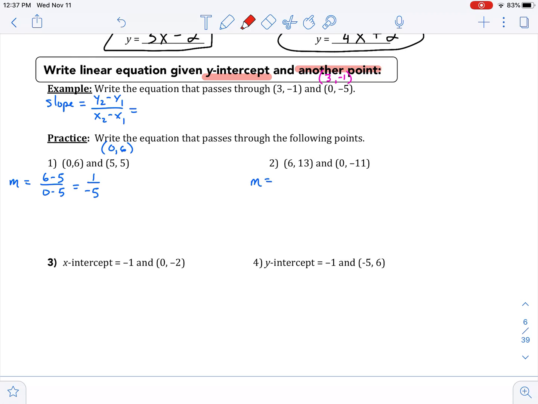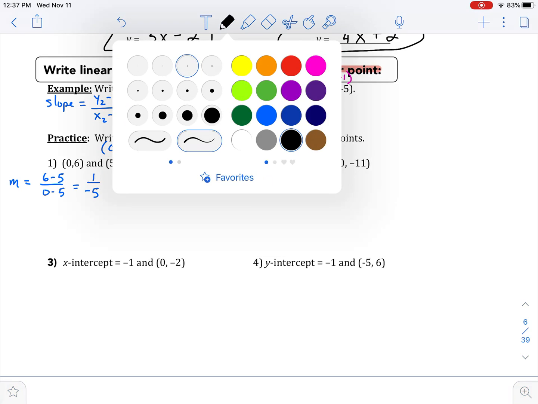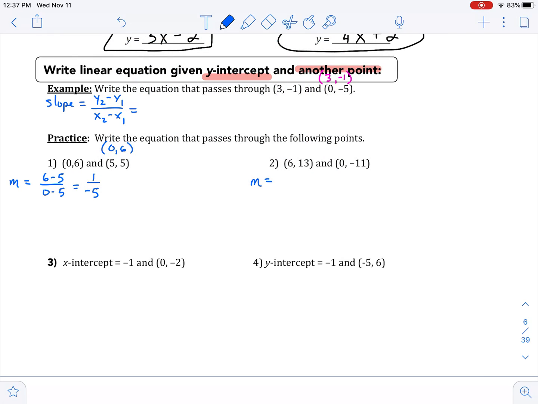Well, I started out here, I wrote down the slope formula, I stacked my points here, and I'm going to calculate the slope quickly to be -1 minus -5, that's top minus bottom, over 3 minus 0. This is going to give me 4 divided by 3 as my slope.